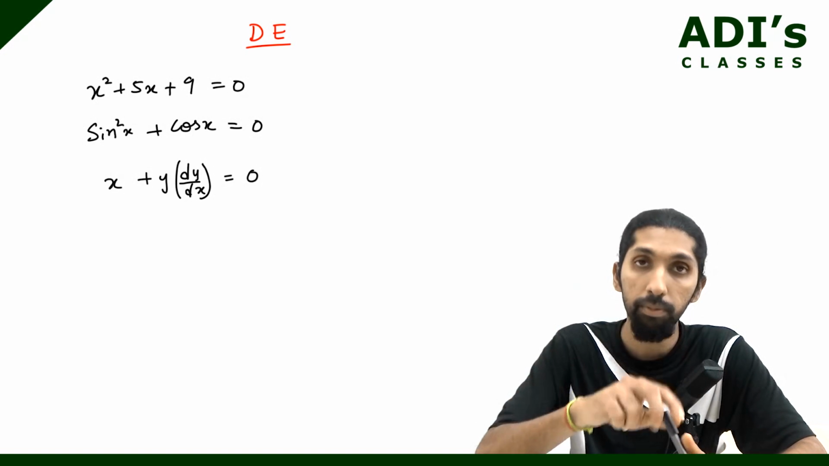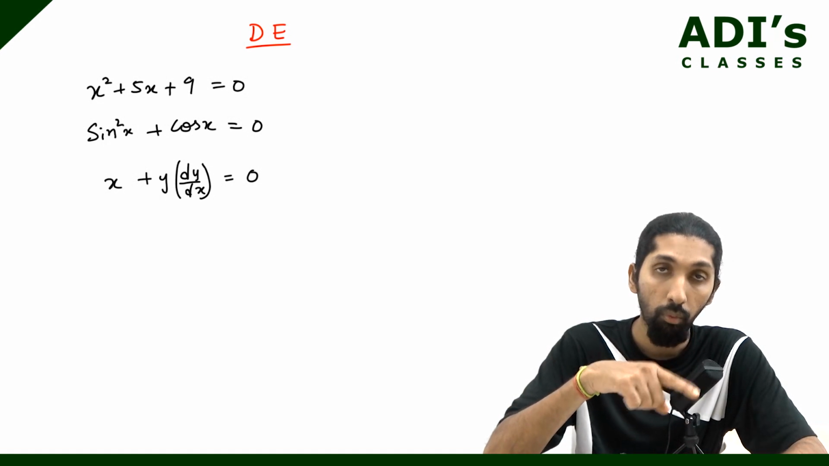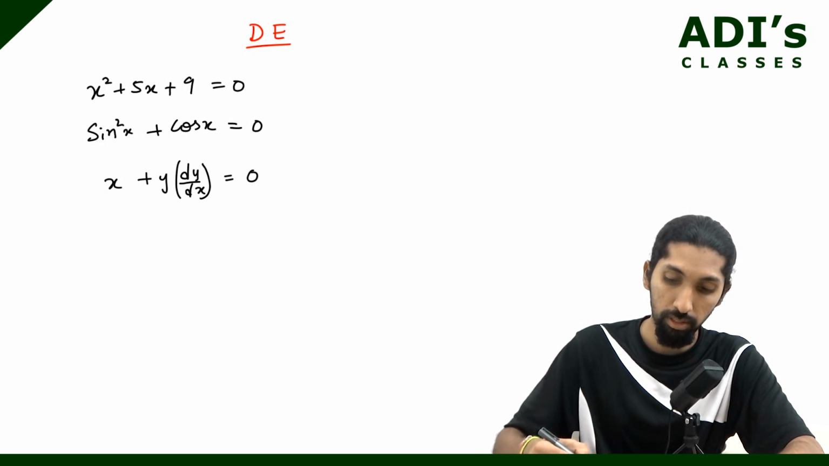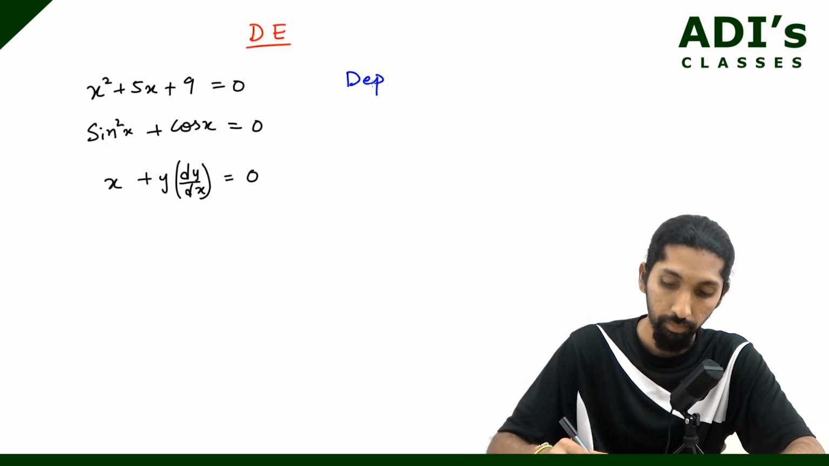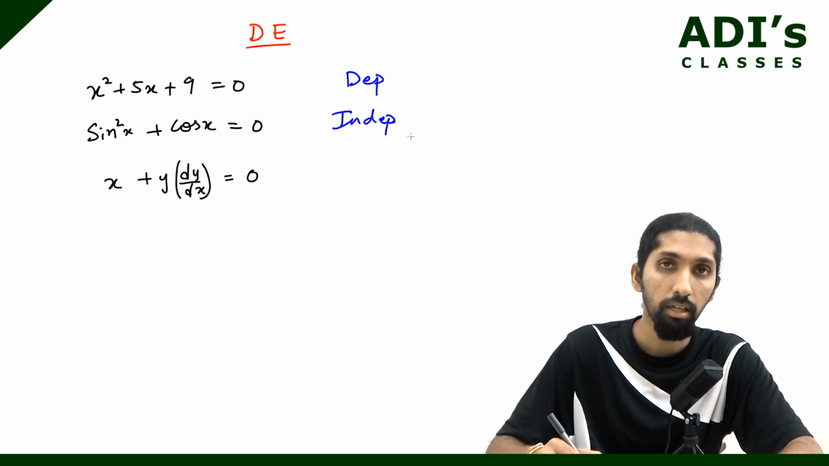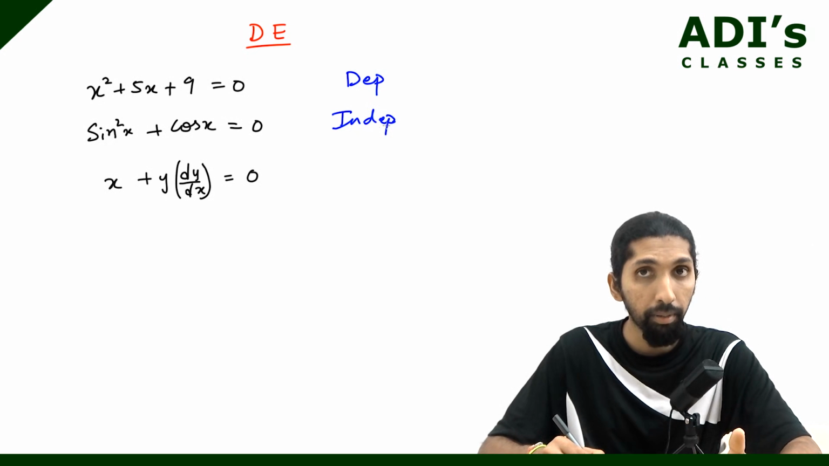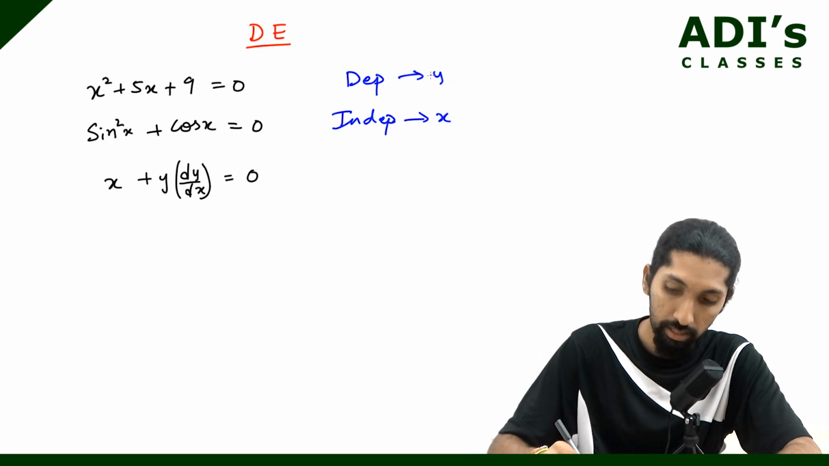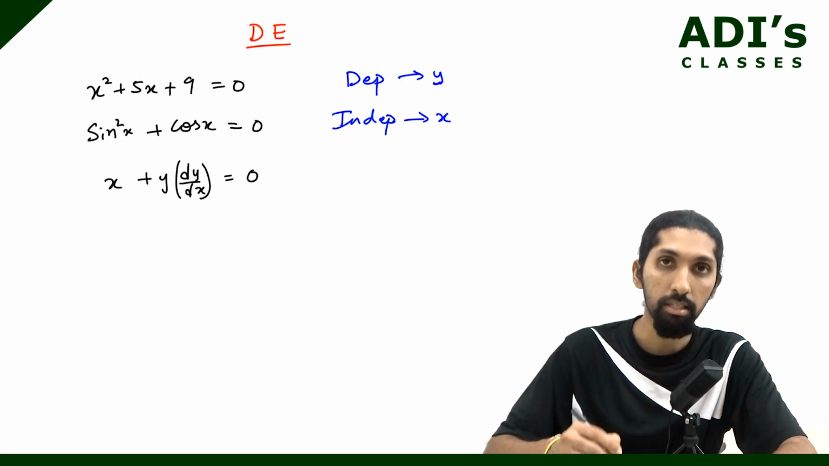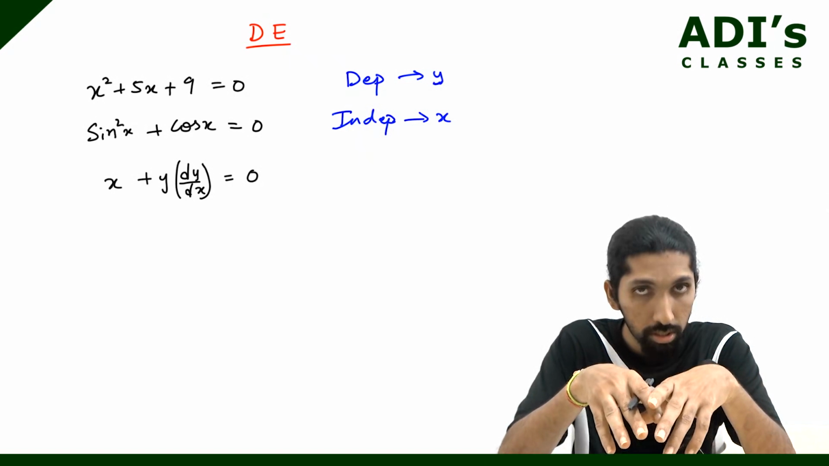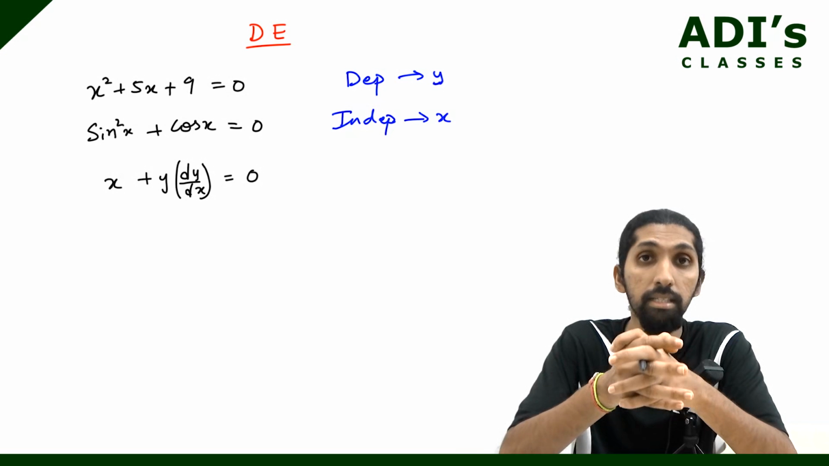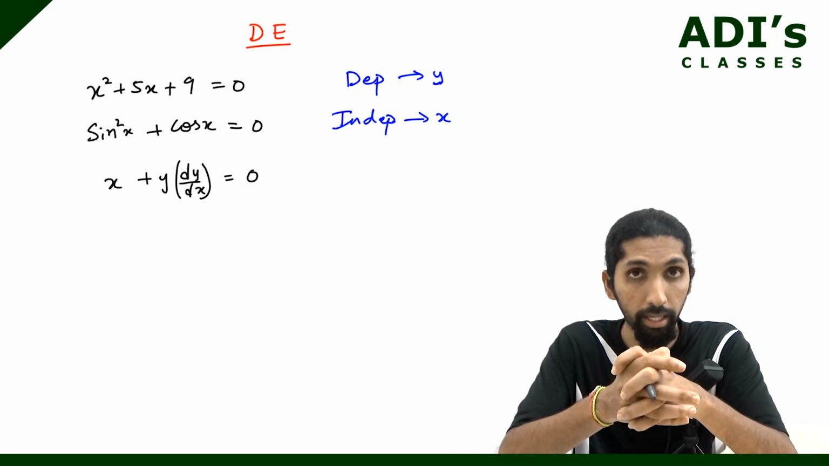Now we know that there are two types of variables: one is a dependent variable, and the other is an independent variable. Generally x is the independent variable and y is the dependent variable. In the sense, the value of y changes with respect to x. So you can say that x determines the value of y.